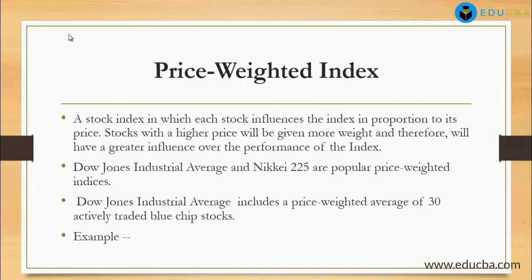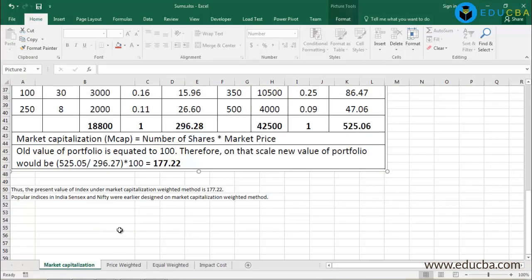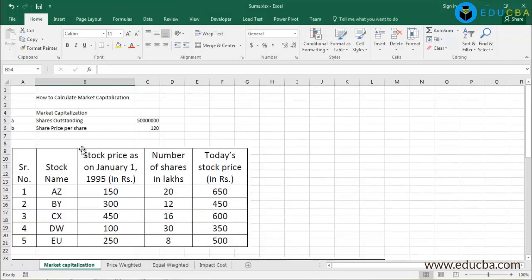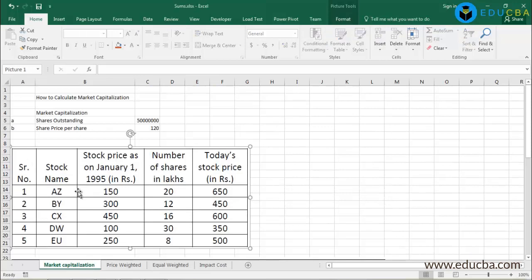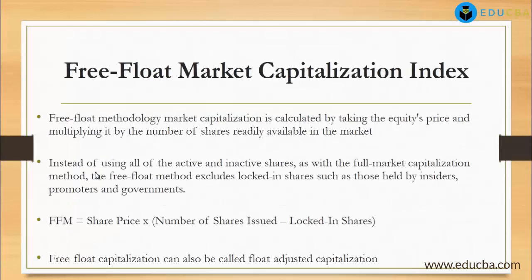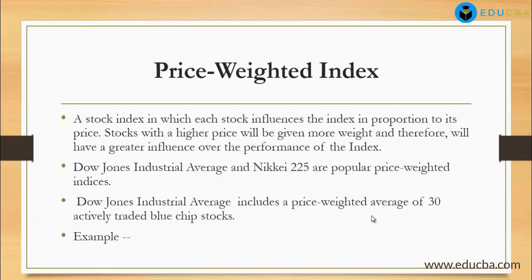Okay, going to the next one, which is the price weighted index. Before we go there, let me check if we have an example available. Actually, we do not. However, I'm sure we can use the same example, right? And derive the free float market capitalization index. It's just the difference that it's number of shares issued minus locked-in shares. It's the only change. Okay, so I think this is pretty self-explanatory. So we can move ahead with the next one, which is the price weighted index.